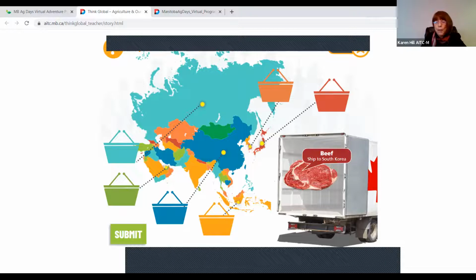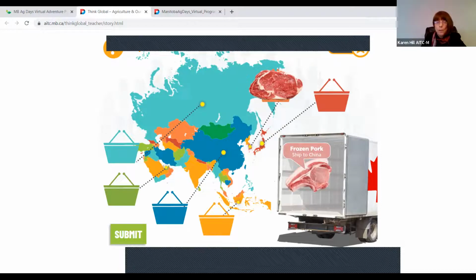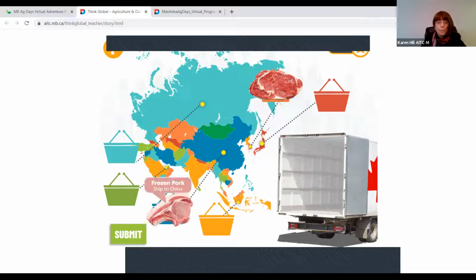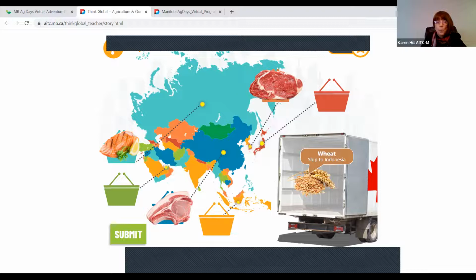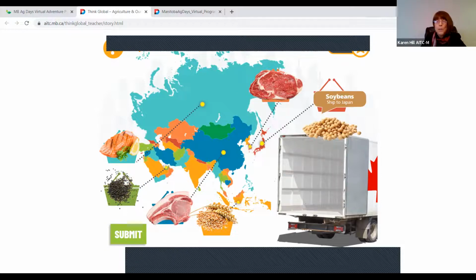So we have beef that has to go to South Korea. So we have to find South Korea and we have to put it in the box that's with South Korea. This pork is going to go to China, the salmon to Russia, the wheat to Indonesia, the canola to United Arab Emirates, and the soybeans to Japan, and then submit.